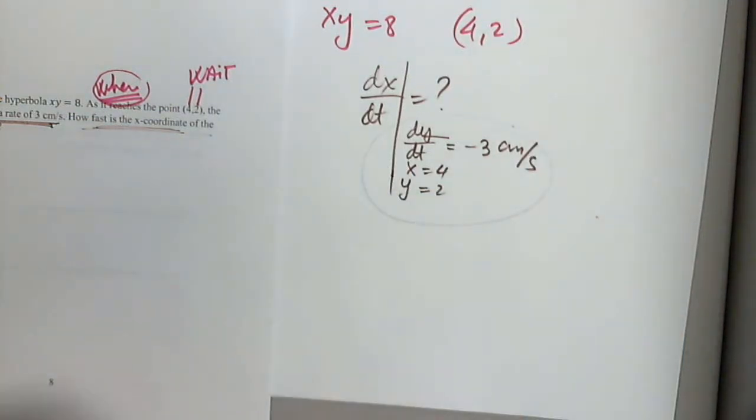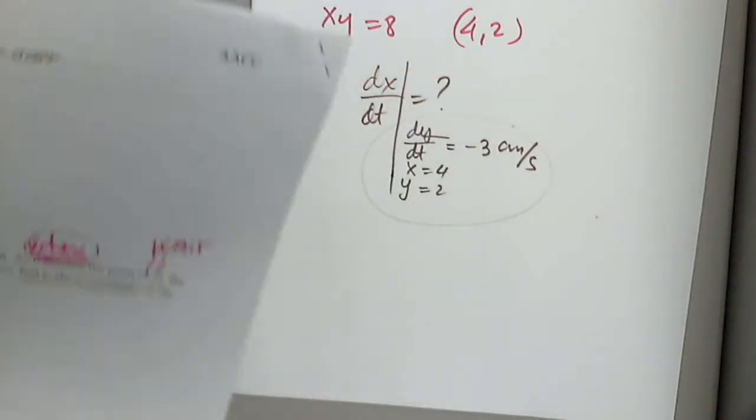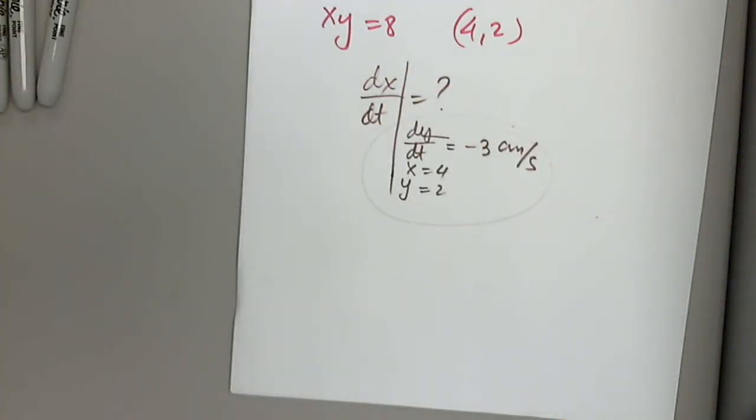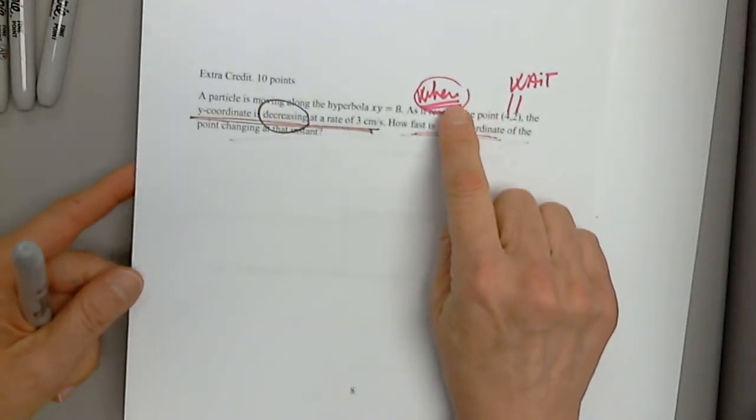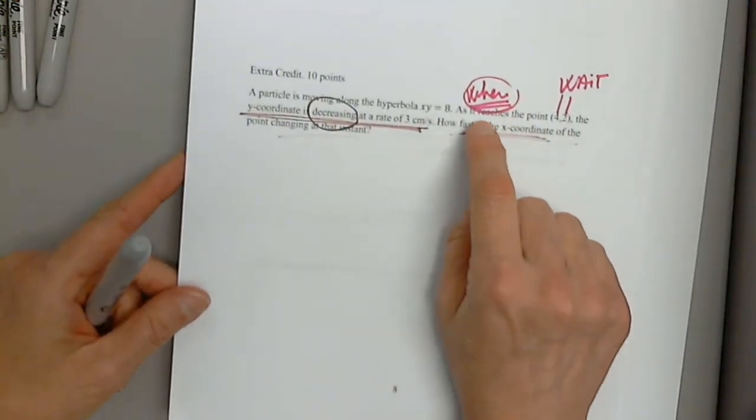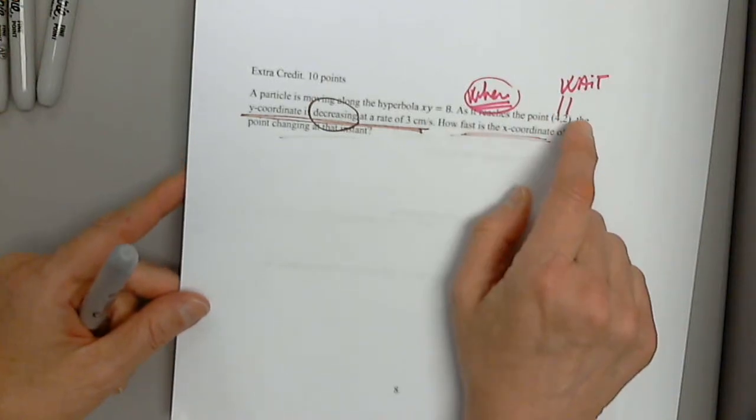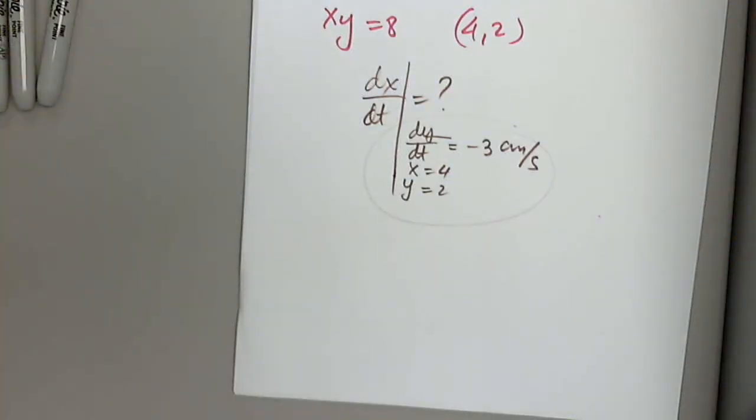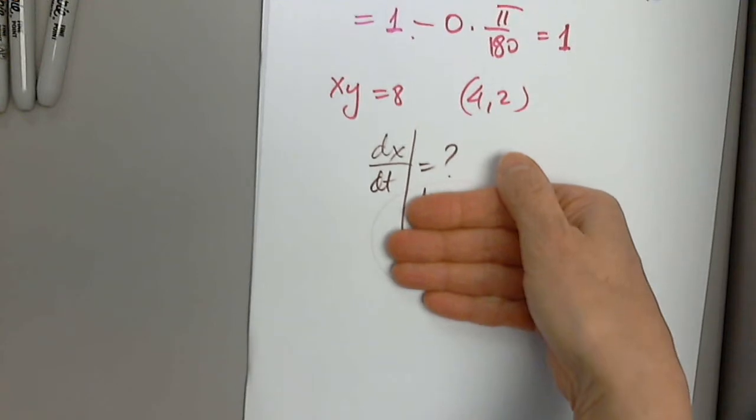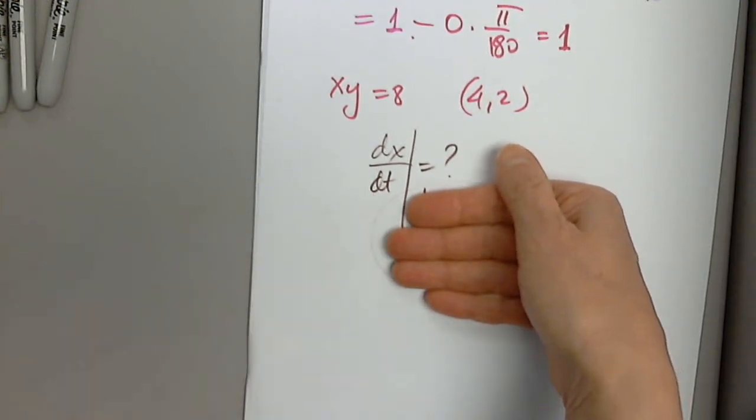All these have to wait till I'm done with dx over dt. I cannot make use of them. They all come after the word "when" or the implication of "when". So disregard all this. I need to find that. How do I find this?